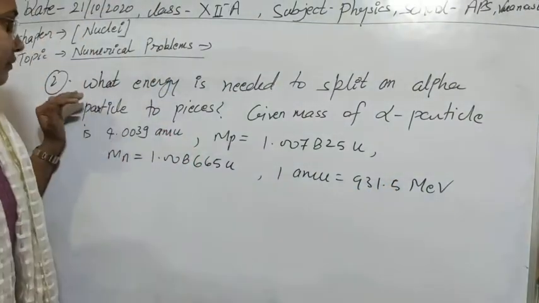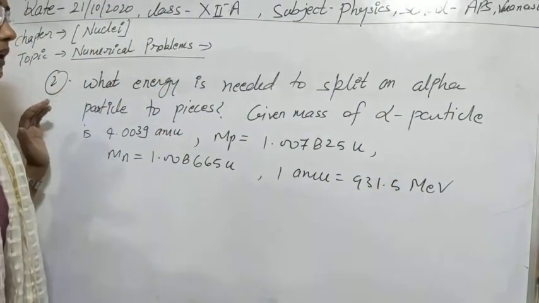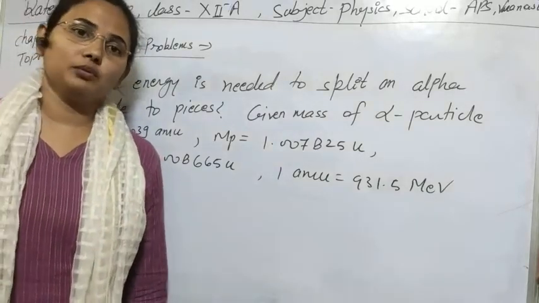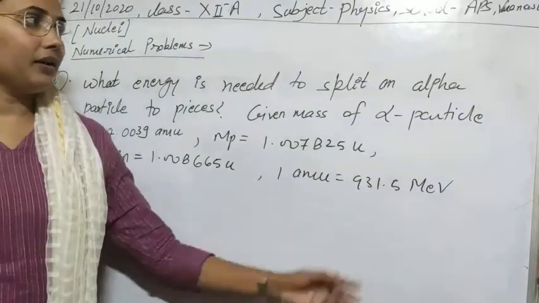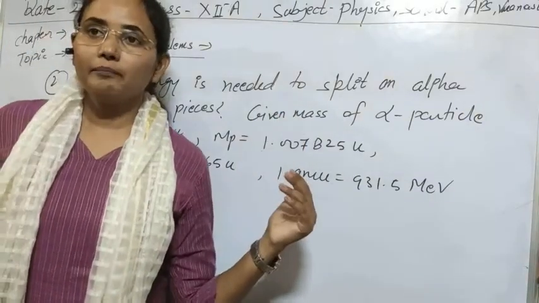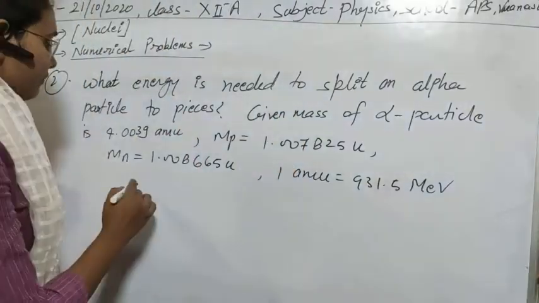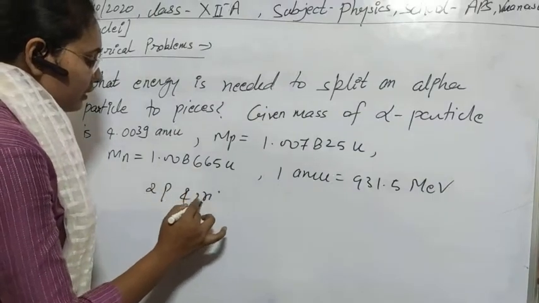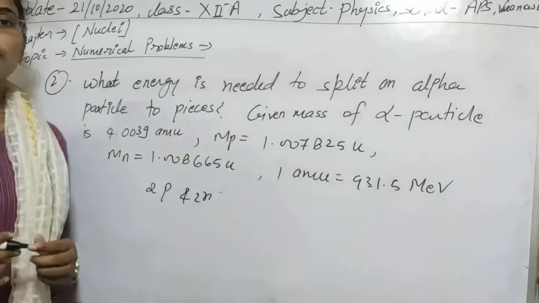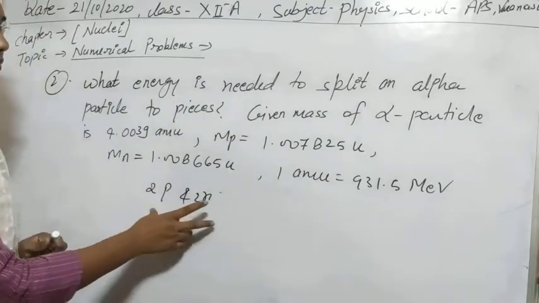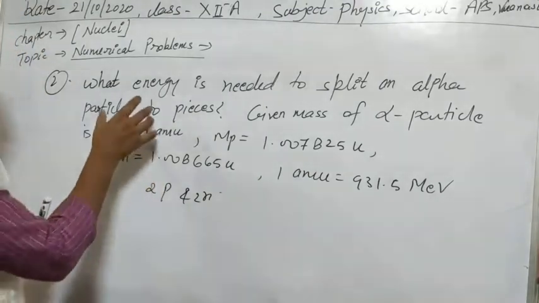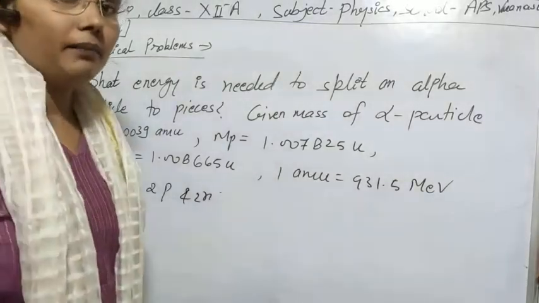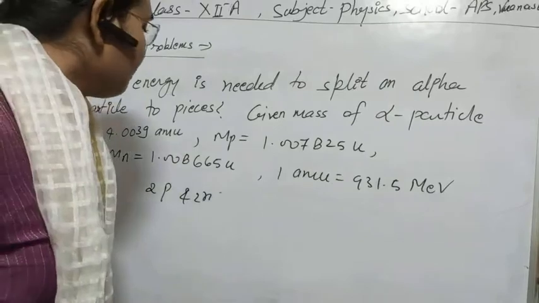So here we have to calculate the energy needed to split an alpha particle into pieces. As you know, alpha particles are helium atom nuclei, so there will be 2 protons and 2 neutrons in an alpha particle. Means alpha particles are made up of 2 protons and 2 neutrons. So we can calculate what energy will be required for the alpha particle to split up into pieces.